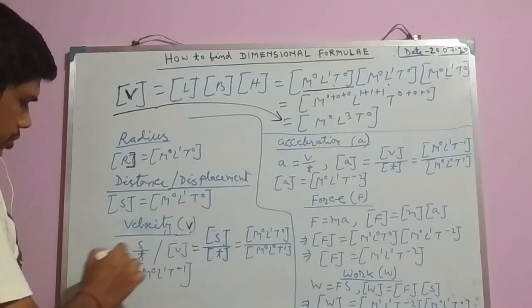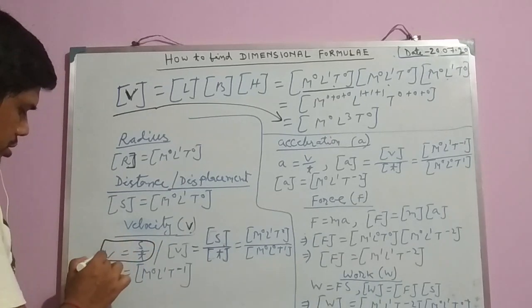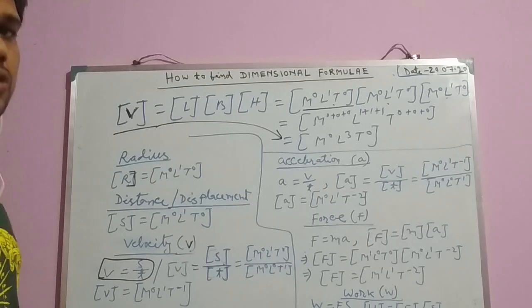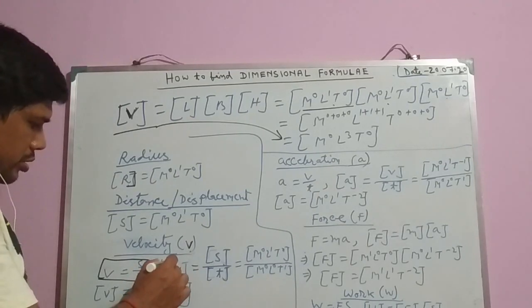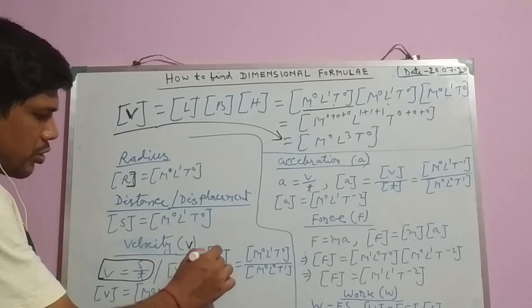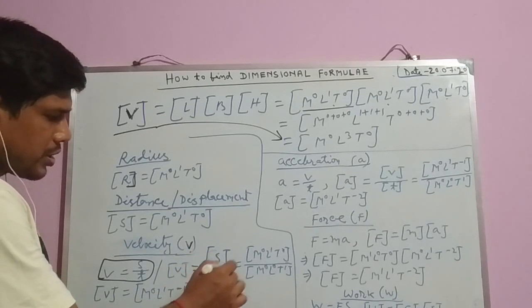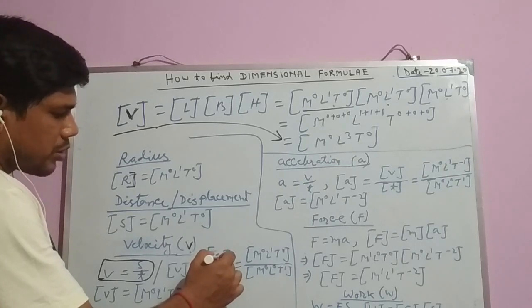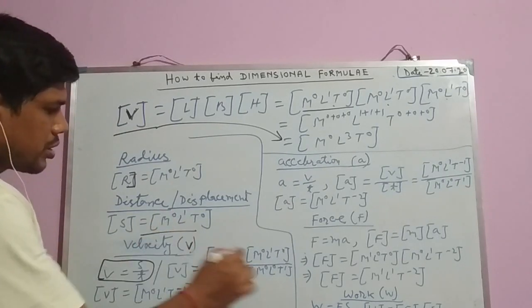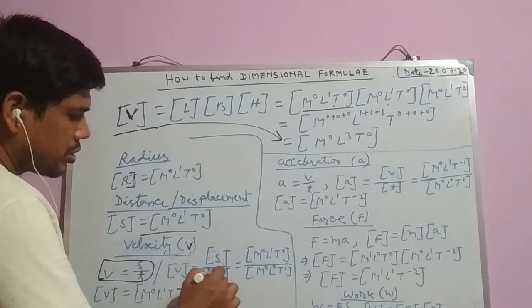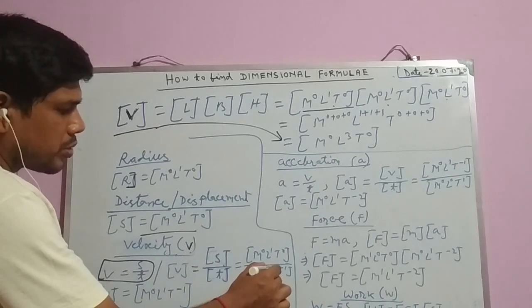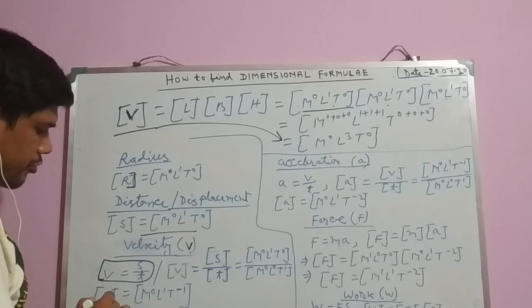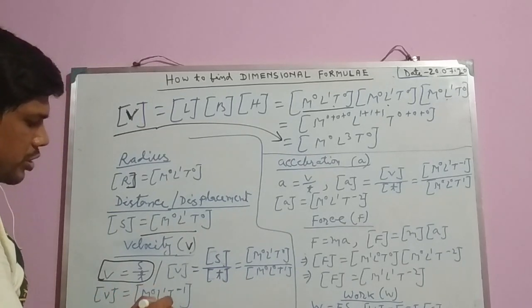Now the formula we already discussed, you have to memorize: v equals s by t. The rate of change of displacement is called velocity. So write within third brackets [v] equals [s] by [t]. Here s means displacement. The dimensional formula of displacement is M^0 L^1 T^0, and of time is M^0 L^0 T^1. Now the dimensional formula of velocity: M^0 L^1 T^-1.